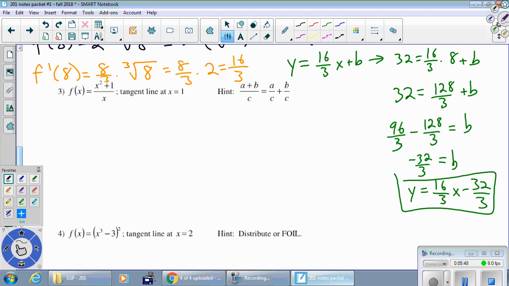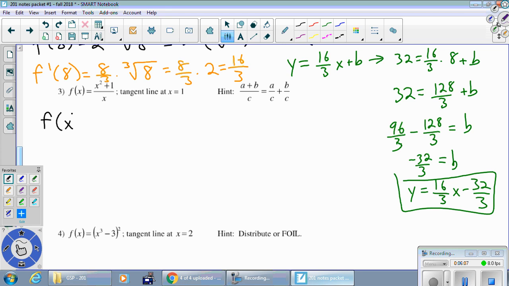Okay, number 3, f of x equals (x squared plus 1)/x. Like I said in the demo, soon enough we will have a derivative rule for taking the derivative of quotients, which this thing is, but at the moment we don't officially have any quotient rule, so we have to do some rewriting before we can apply the rules that we do know.